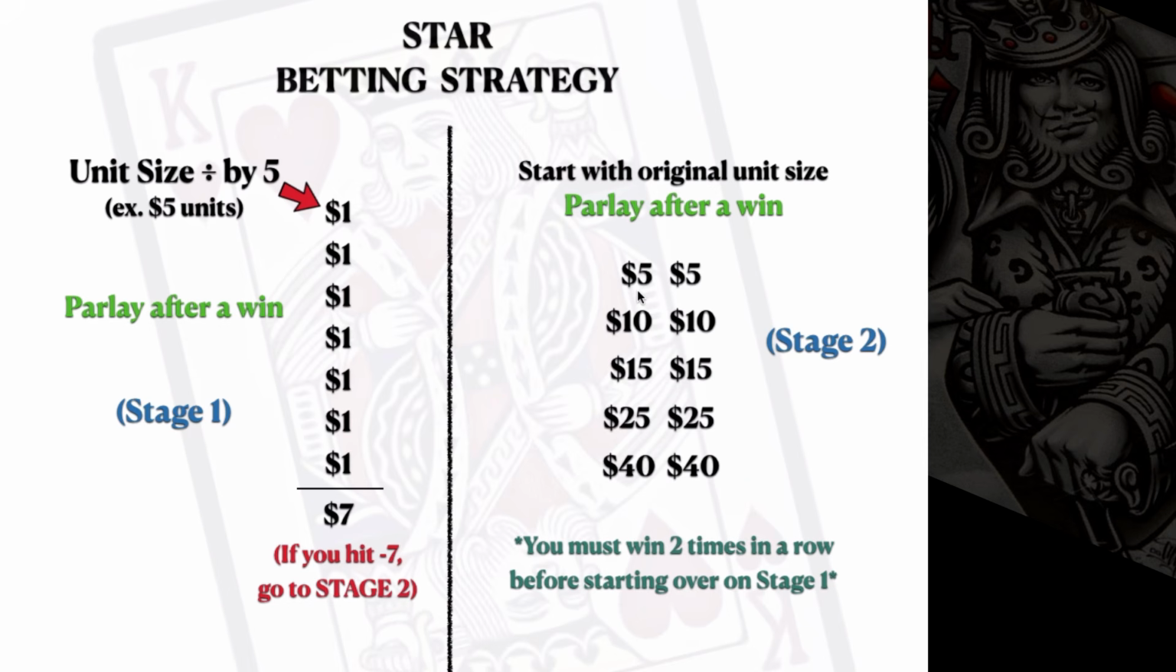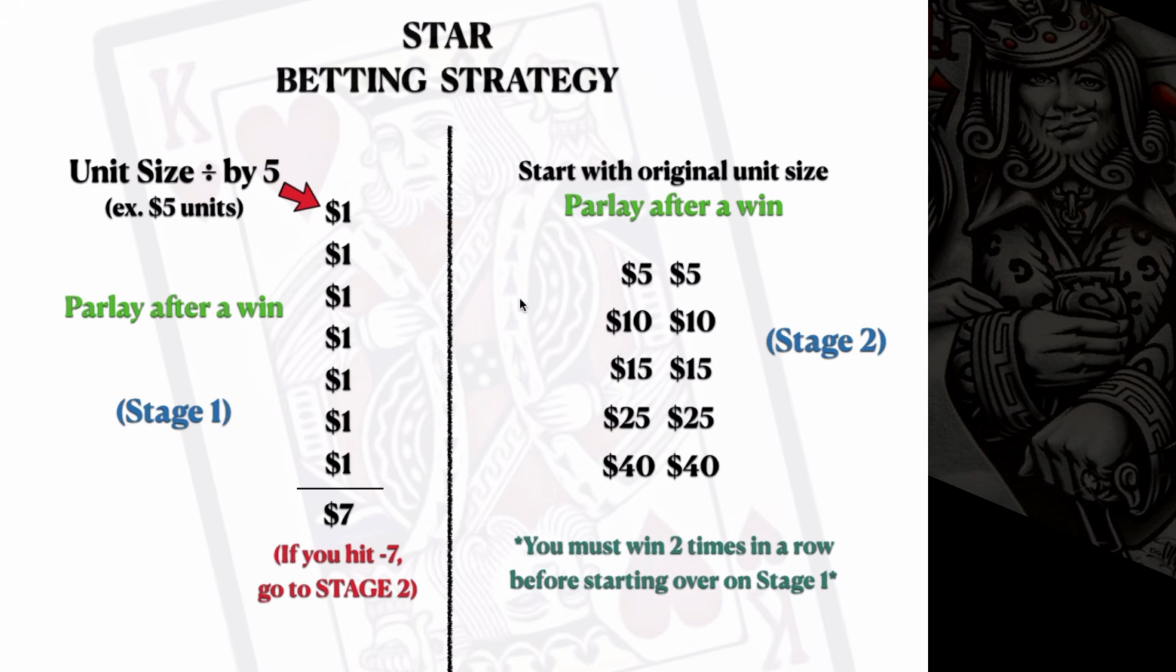What do we do after a win? We take our winnings and let it ride for the next bet. So if I win my first bet at $5, my next bet will be a $10 bet. If we win our parlayed bet on stage 2, so that would be back-to-back wins, we can start over and go back to stage 1 because we would have recovered and even made a little bit of profit.